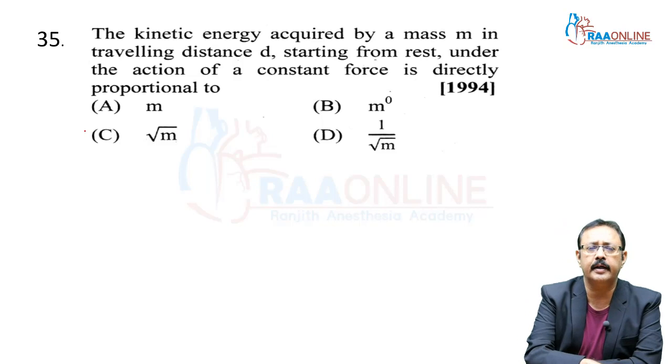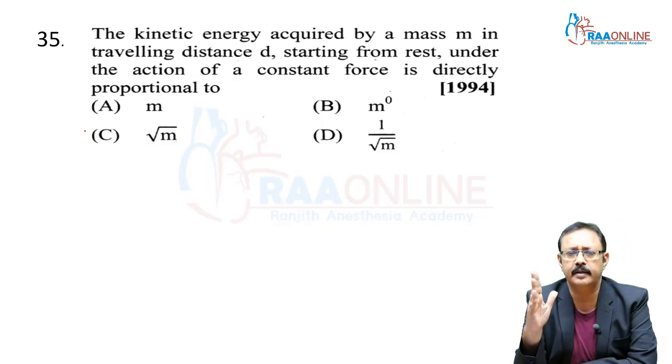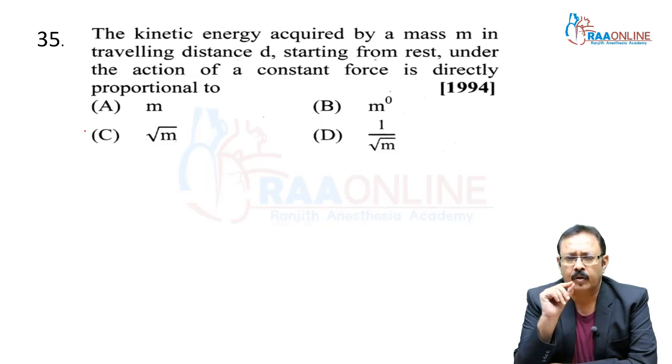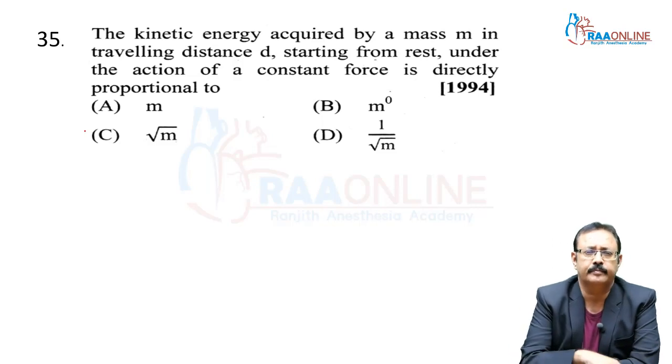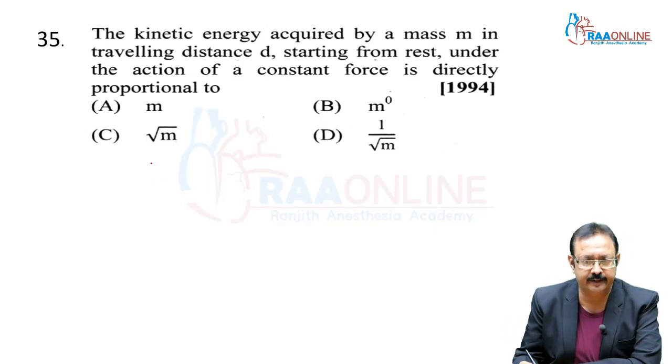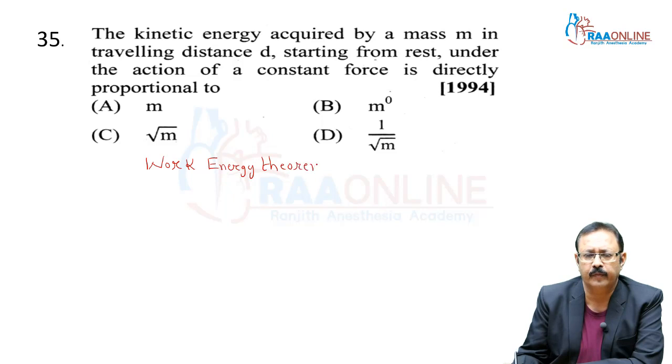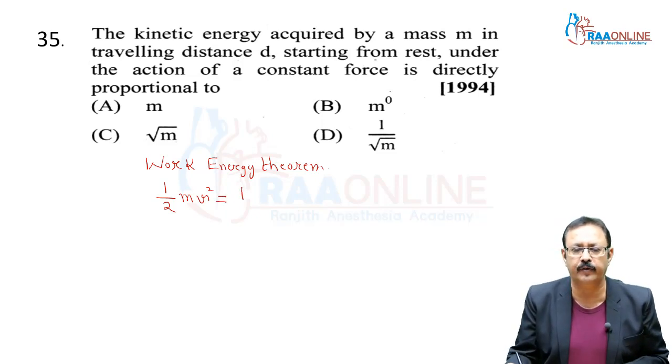Next, the kinetic energy acquired by mass m traveling a distance d starting from rest under the action of a constant force is directly proportional to. A constant force is applied. What kinetic energy will it get? We are going with the work energy theorem. What kinetic energy is acquired by the particle starting from rest? Half mv square. Under the constant force, since force is constant, we can apply this formula: force into displacement. So it is kinetic energy.